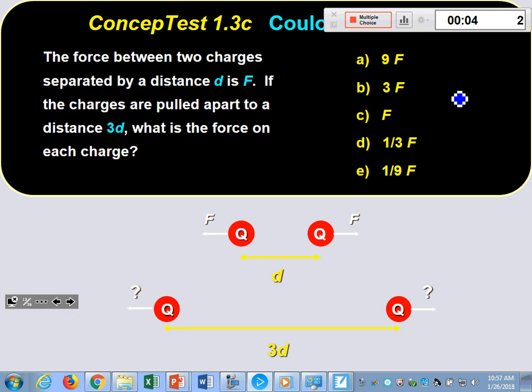Okay, what if I have these two charges, they experience a force F. What if I separate them by 3 times the distance? So they were a distance D, now they're a distance 3D. What is the new force now? All right, let's stop at 53.